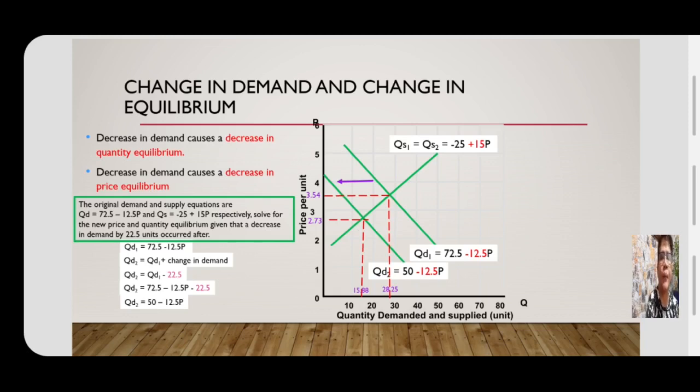Decrease in demand causes a decrease in quantity equilibrium, and a decrease in demand causes a decrease in price equilibrium. So this is just a summary of what we have presented in the earlier slides. So again, decrease in demand causes a decrease in quantity equilibrium, and decrease in demand causes a decrease in price equilibrium.